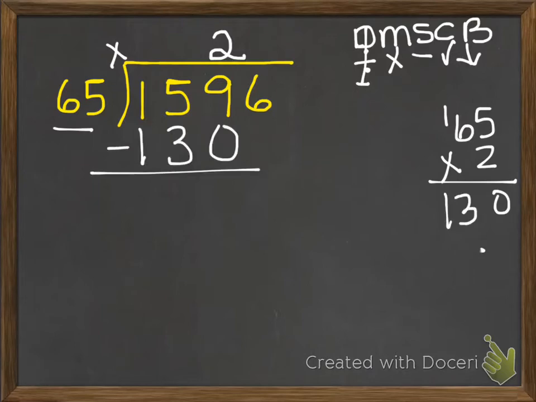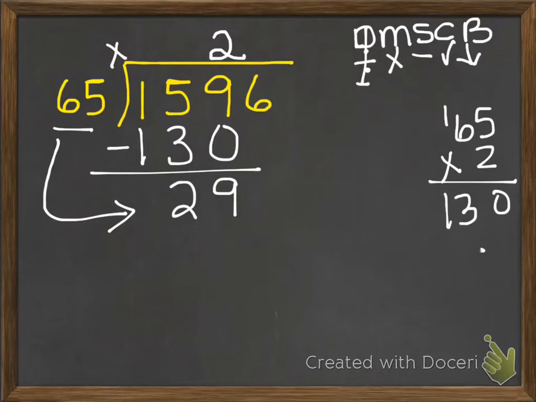And the next step is to subtract. 9 minus 0 is 9. 5 minus 3 is 2. Now this is very important. You need to check. Is 65 greater than the number you just got? If the answer is yes, you're on the right track. If the answer is no, then you need to recheck the division.